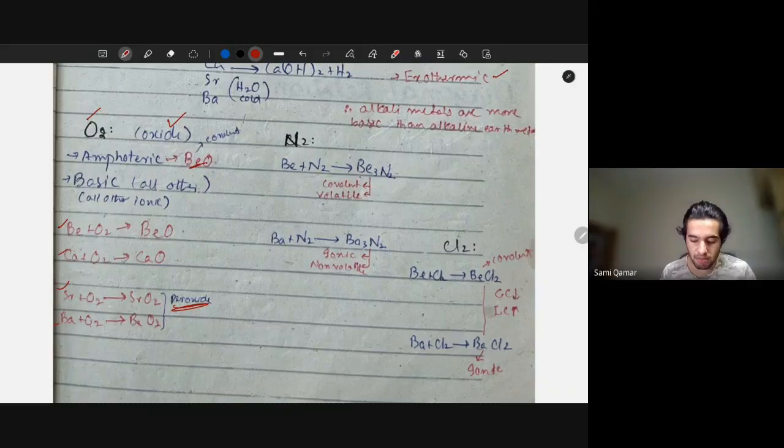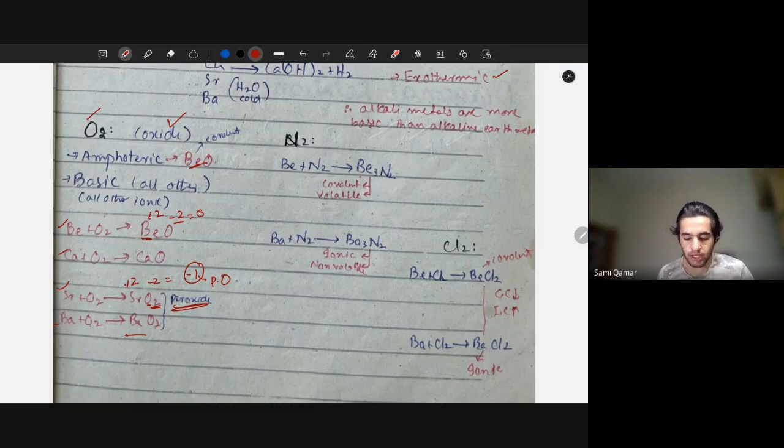You can see here beryllium plus 2 and oxygen minus 2. So here we get normal oxide, and here we have strontium. Strontium is plus 2, and here we have 2 oxygens, so one oxygen will be minus 1. So minus 1 is going to be peroxide. The same goes with barium oxide.